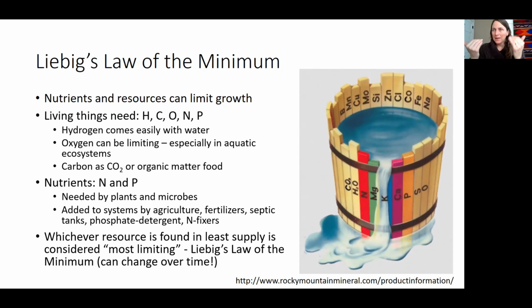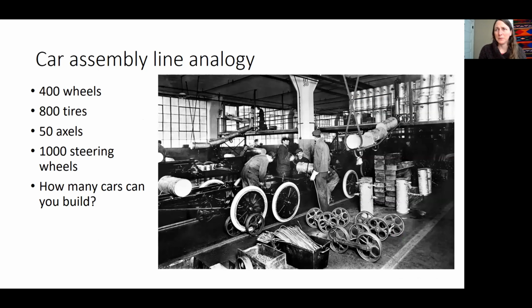And so I think of that as like a barrel with these tines that, one of these factors is going to limit growth. You won't be able to fill the bucket up anymore because there's not enough, in this case, potassium for the plant to grow. It doesn't matter if you add more nitrogen and phosphorus. It's not going to grow anymore because there's a limiting nutrient, and that would be potassium. Okay. So that's Liebig's law of the minimum.